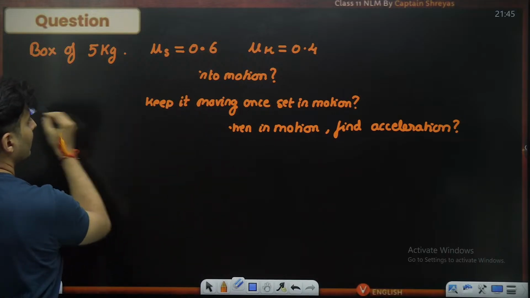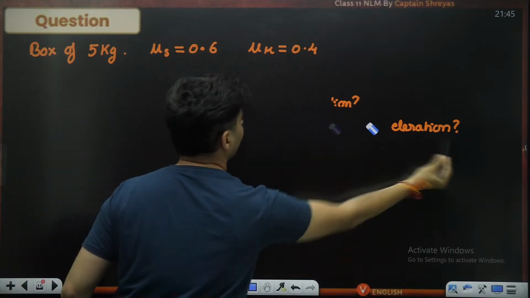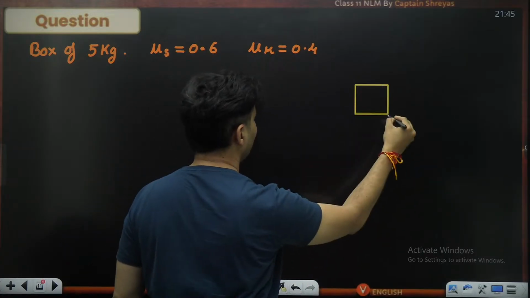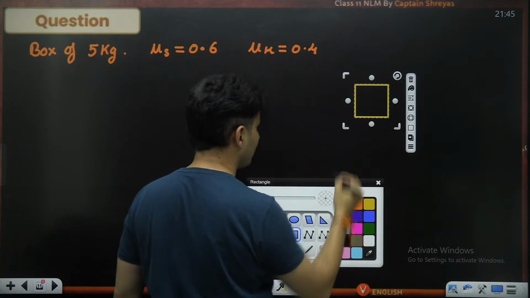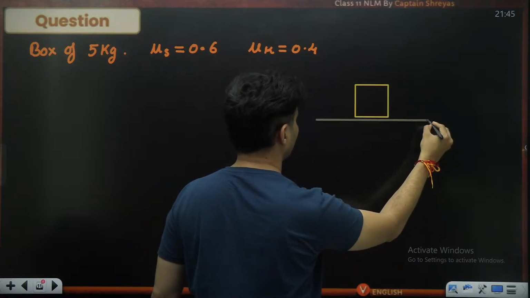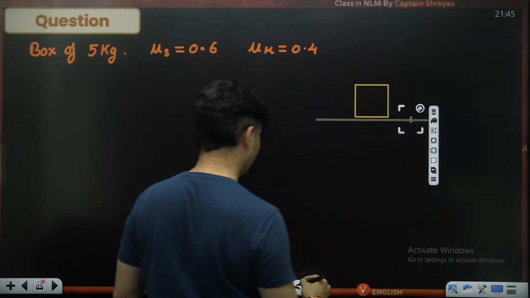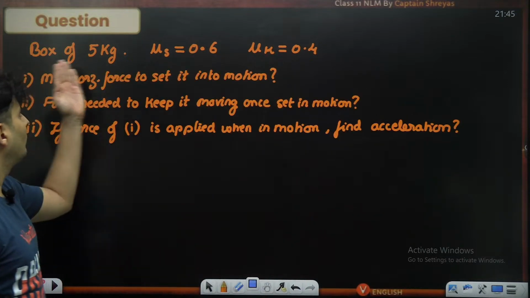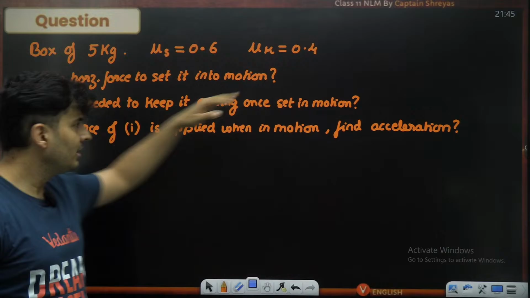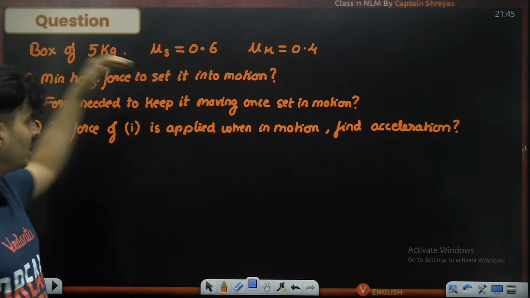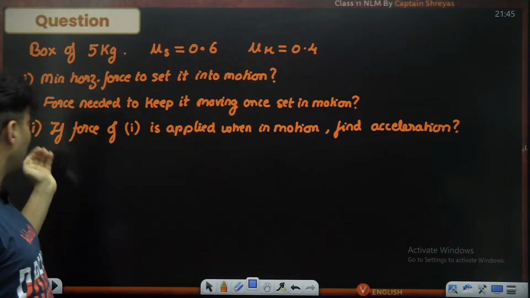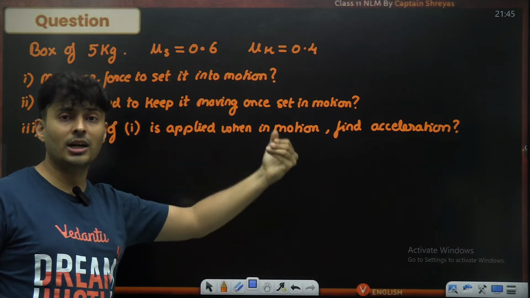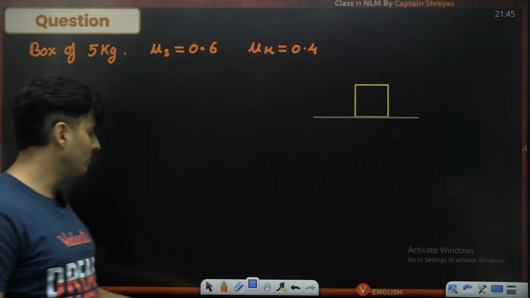Okay, erase this. I'll keep the question slide separately. Let's draw the diagram. Let's think of the block first. Right over here, our surface is also right over here. This is the surface. So a block of 5 kg, mu s and mu k given, minimum force to set it into motion, force needed to keep it moving, and if you apply the force from part 1 once it is already moving, then what will be the acceleration? Let's try to figure it out.